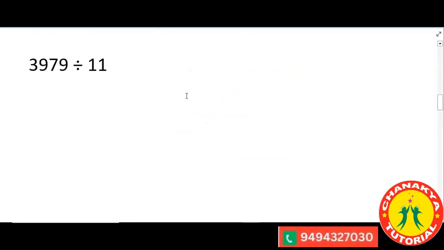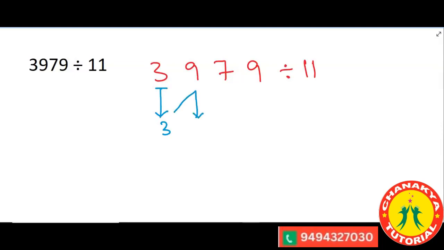Then Anubhav. Yes, this is your question. 3, 9, 7, 9 divided by 11. First time write 3 as it is. Then 9 minus 3 is 6. Then 7 minus 6 is 1. Then 9 minus 1 is 8. Okay, answer is? So, 361 is the quotient and 8 is the remainder. Correct.